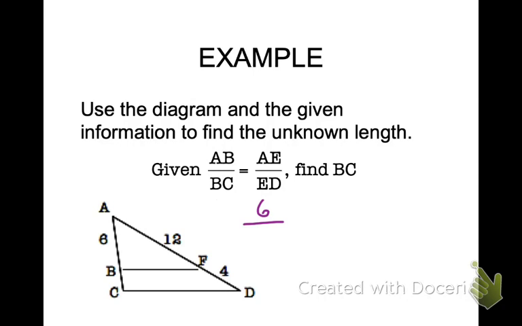Do I know what BC is? Nope. So what do we put if we don't know something? X is equal to, what's AE? Oh, that's a typo. That should be an E, not an F. Make that into an E. So AE is 12, and ED is 4. Cross multiply, go.